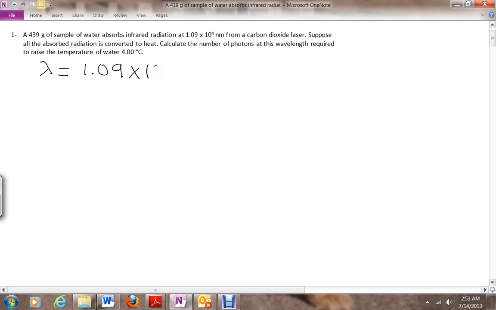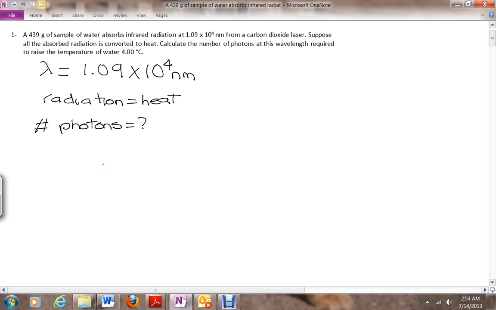So the first thing, as usual, I write down what they are giving me. From a carbon dioxide laser, suppose all the absorbed radiation is converted to heat. Okay, so let's put that all radiation is equal to the heat, just to see what we need it for. Calculate the number of photons at this wavelength. Which wavelength? The one they gave us.